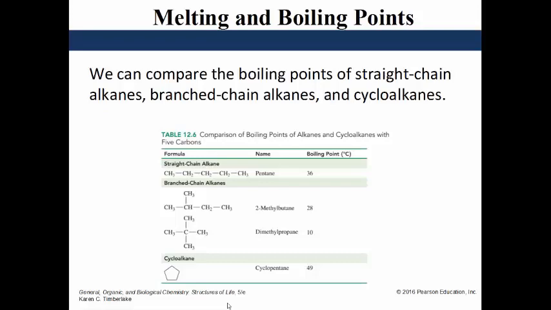When it's a single end-to-end form, the straight chain form, it would be called pentane, a boiling point of 36 degrees Celsius. If it starts to branch, 28 degrees Celsius. If it becomes more branched, it becomes even lower, 10 degrees Celsius. And if it's a cyclic alkane, 49 degrees Celsius. So the cyclic version will have a higher boiling point than the straight chain version.